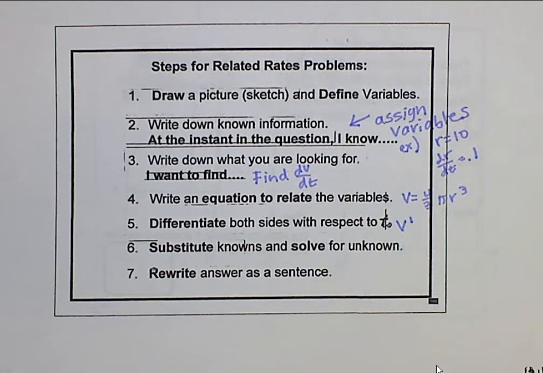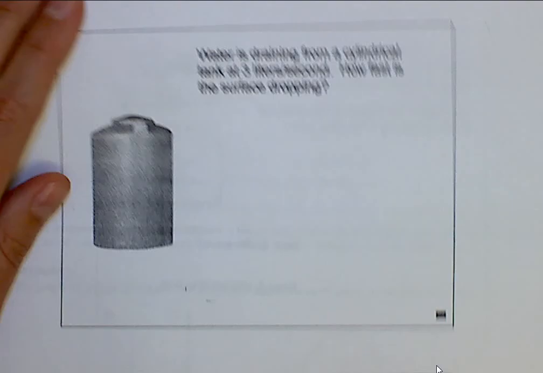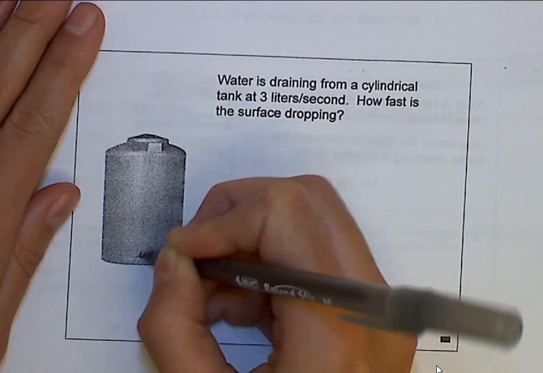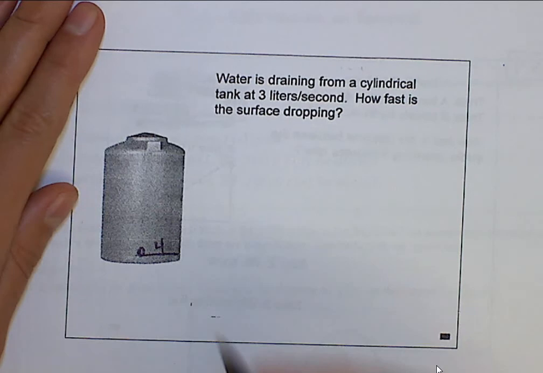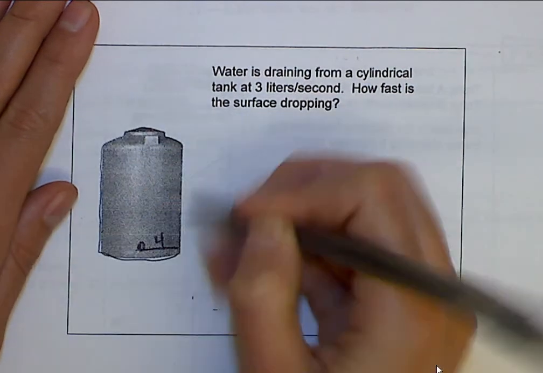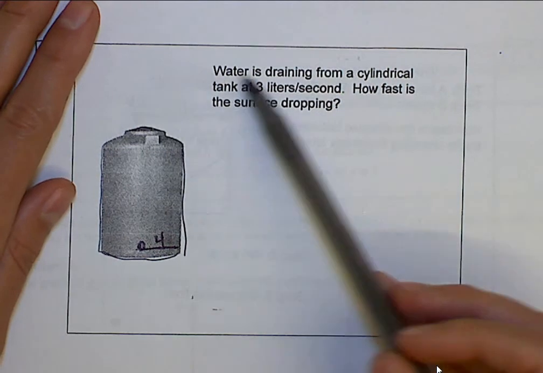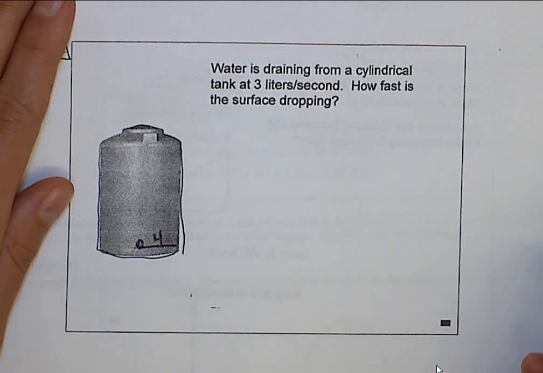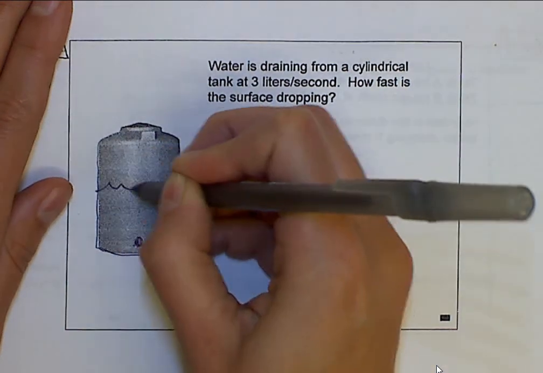And now, let's look up at this cylinder problem. I'm going to add a little bit of information that's kind of missing from the cylinder problem. I'm going to add this radius. I'll say the radius is 4. Here's my picture of my cylinder. So this problem says water is draining from a cylindrical tank at 3 liters per second. How fast is the surface dropping? Let's add some water to give us some visualization.